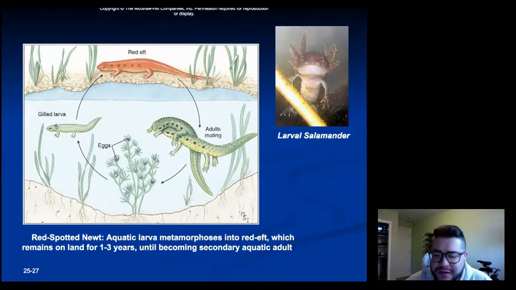So the red-spotted newt actually has a pretty interesting life cycle. It's a little bit different than all other amphibians, so I wanted to show you for a second. So here are the eggs. They're aquatic. They stay underwater. They give rise to a gilled larvae.